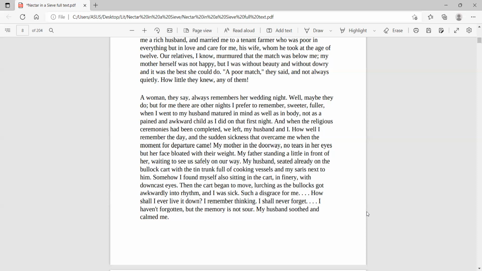Somehow, I found myself also sitting in the cart in finery. Finery is like wearing fine clothes, with downcast eyes. Then the cart began to move, lurching as the bullocks got awkwardly into rhythm. And I was sick, feeling like I would throw up.